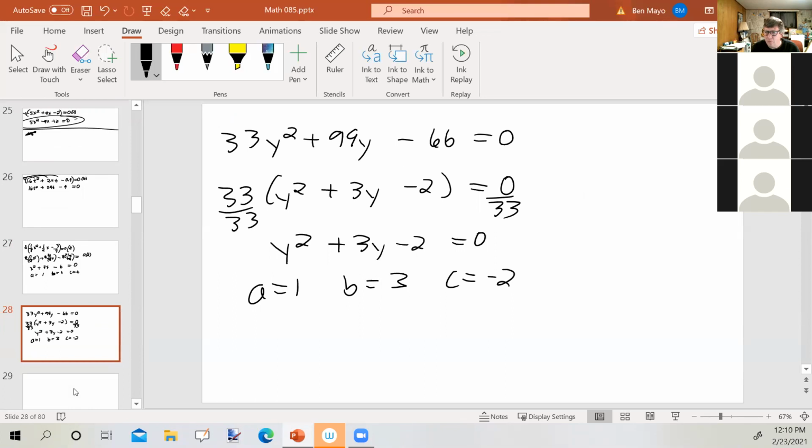And again, you want to get that quadratic formula memorized. Just remember, it's x or y or whatever variable equals -b plus or minus the square root of b squared minus 4ac, all over 2a. And there you have it.